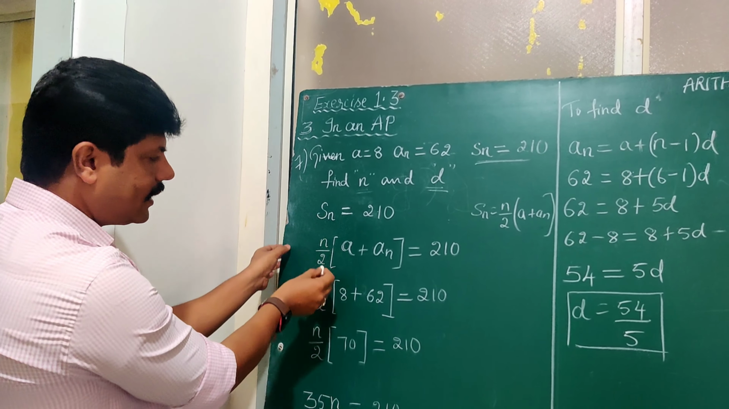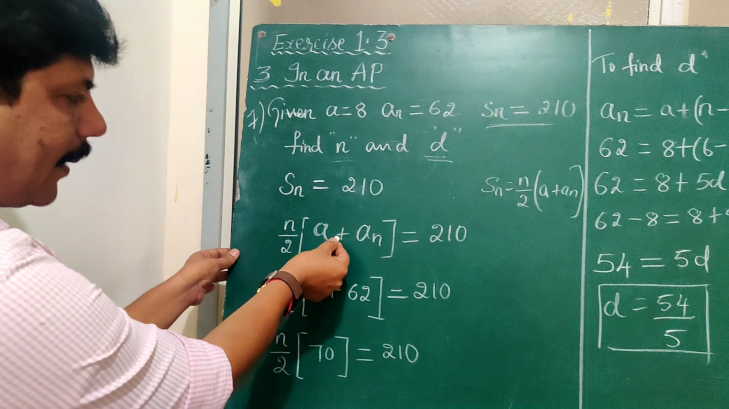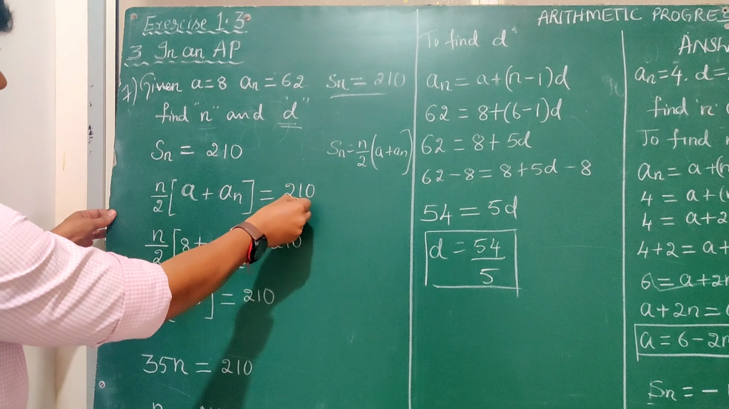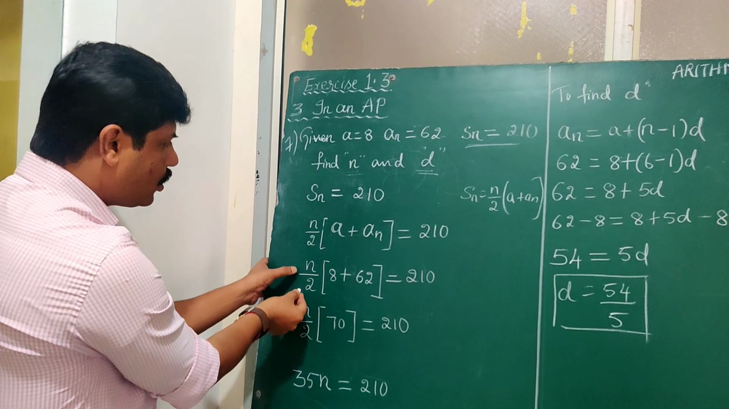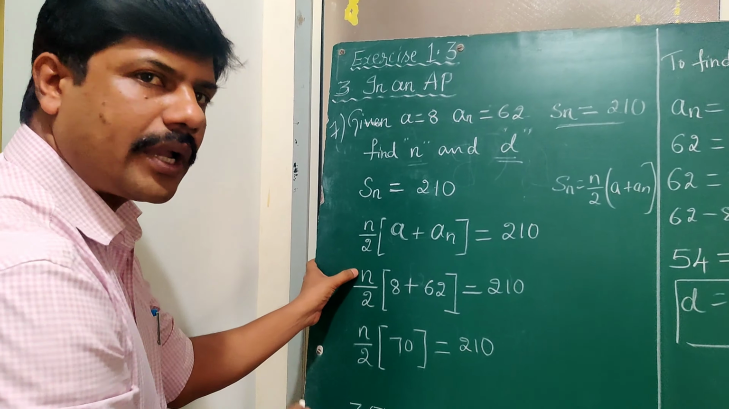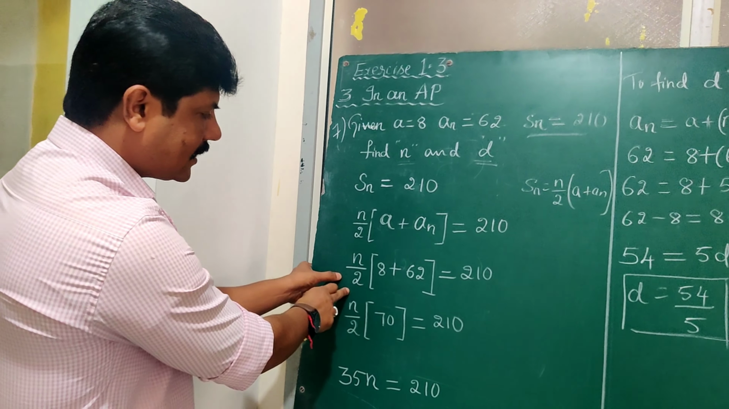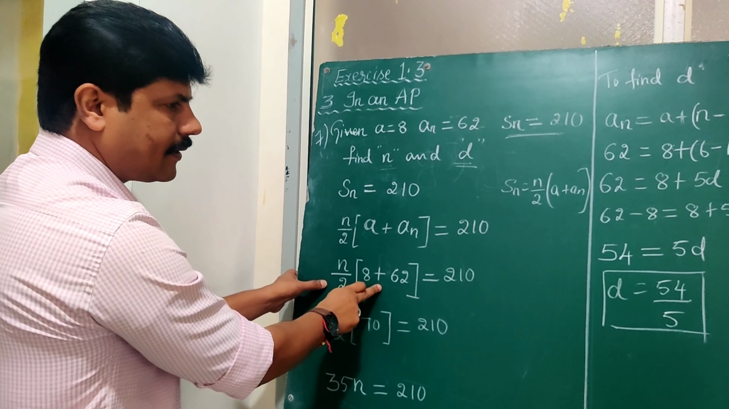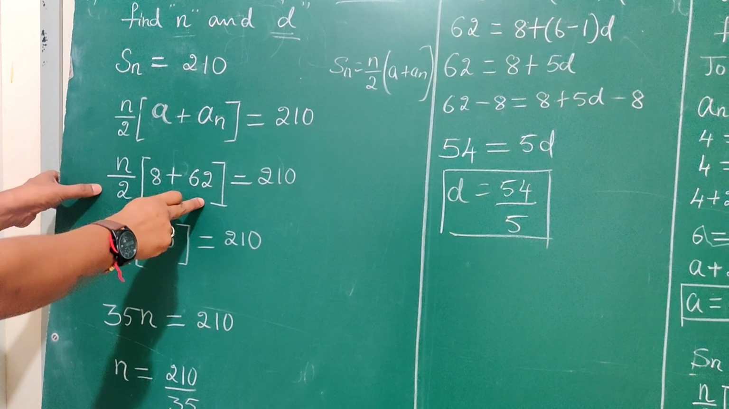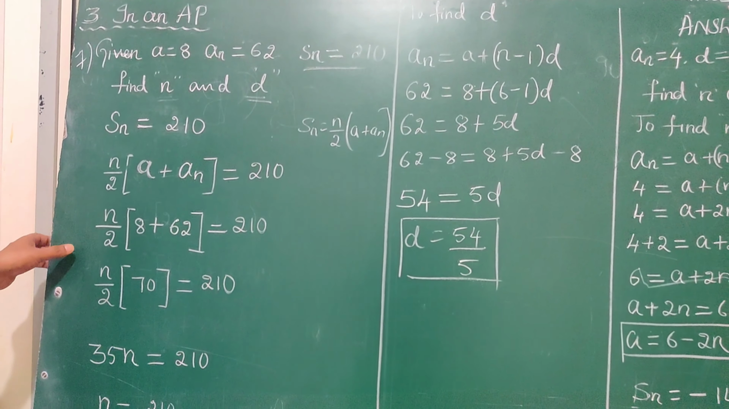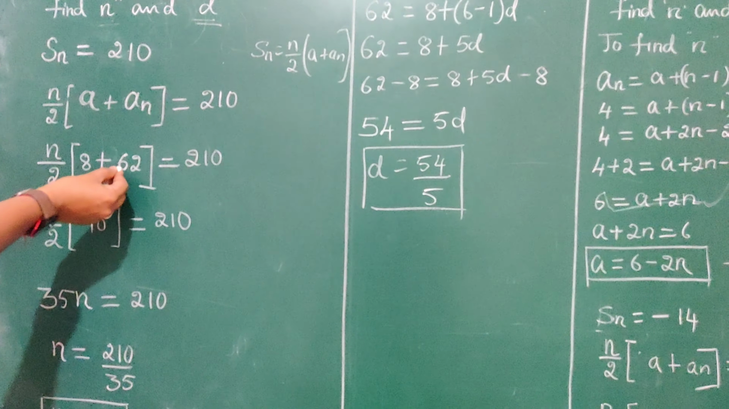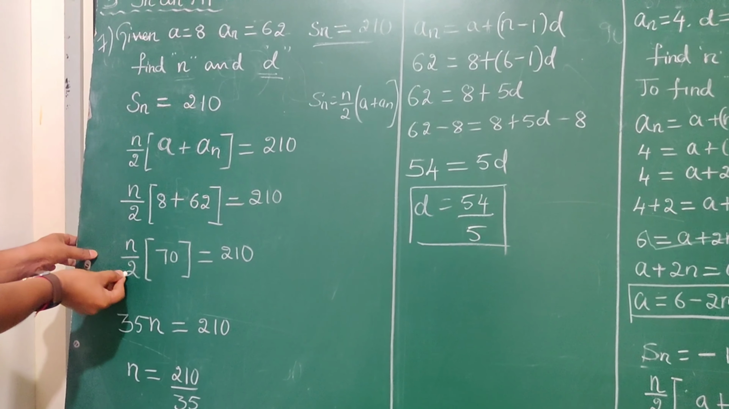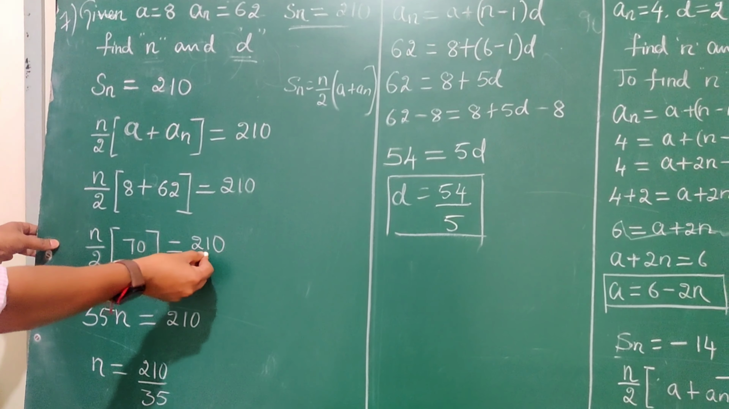In place of Sn, I have written n by 2 into (a plus an), which is equal to 210. Now substitute whatever is there. We don't have n, we have to find the value of n, so keep n by 2 as it is. The a value is 8, plus an is 62, equal to 210. Now 8 plus 62 is 70. Keep n by 2 as it is, so n by 2 into 70 is equal to 210.